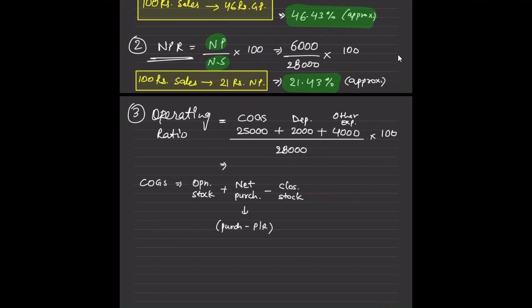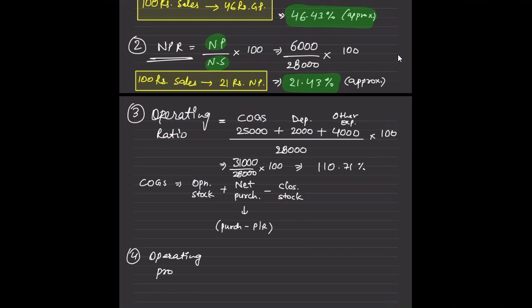Okay, so we have 25 plus 4 plus 2. That gives us 31,000 divided by net sales, which is 28,000, multiplied by 100. So my operating ratio is higher than 100. It would be 31 divided by 28 multiplied by 100. That would be 110.71%.